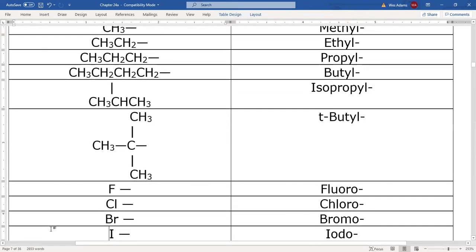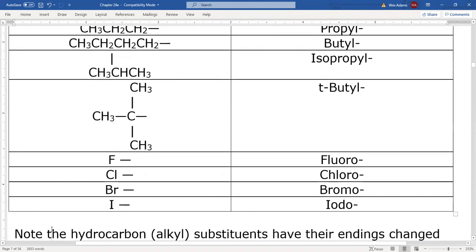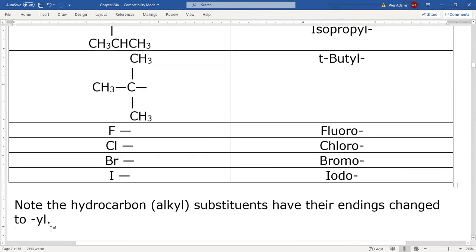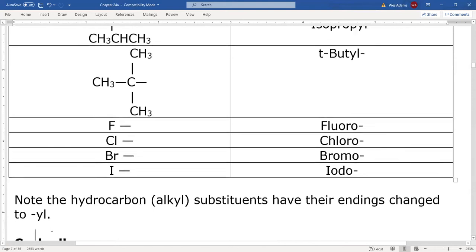Then you can have halogenated substituents on your alkanes: fluorine, chlorine, bromine, iodine, which becomes fluoro, chloro, bromo, iodo. And you would name and number the location of each of those substituents like you would the alkyl substituents. So these hydrocarbon or alkyl substituents have their endings changed to YL, where the O endings tend to be halogens.